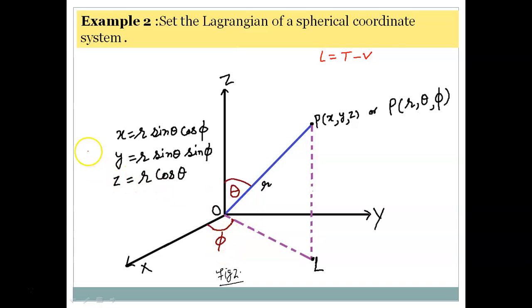Then we can get the relationship of these Cartesian coordinates x, y, and z with the polar coordinates r, theta, and phi. In fact, x comes out to be this, y is this, and z equals r cos theta.